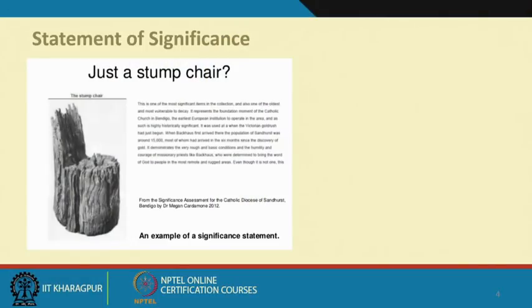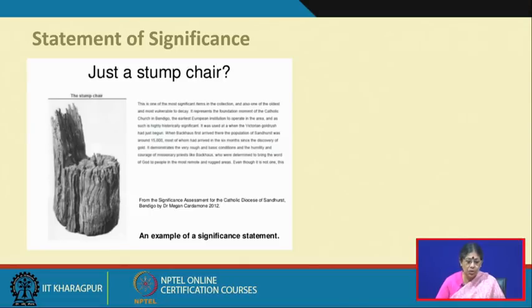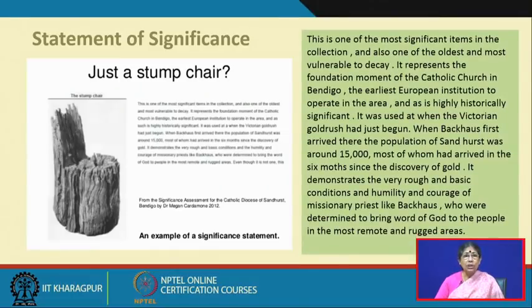Now, just to take an example of this chair, this is from Australia. This is just a stump chair. It looks like it is made out of a wooden block, and this is an example we will talk about, what the significance of this is and how that is expressed in a type of statement. I'll just read out what is written there because it's not very legible.